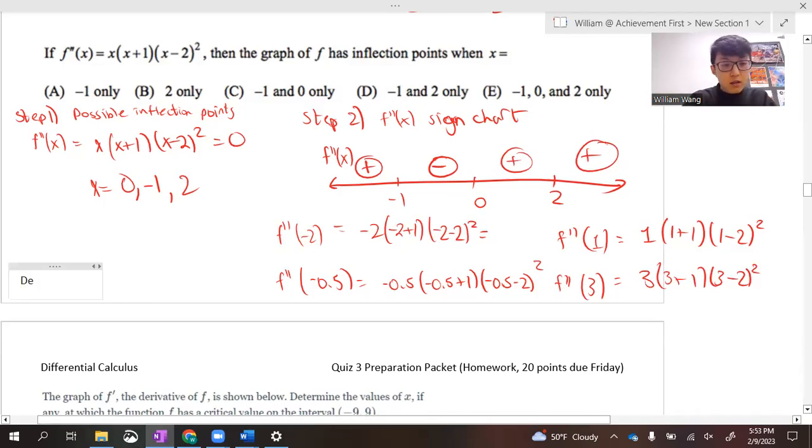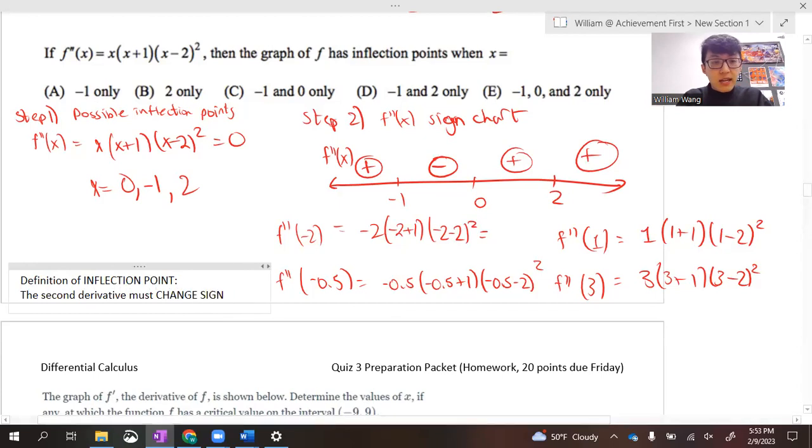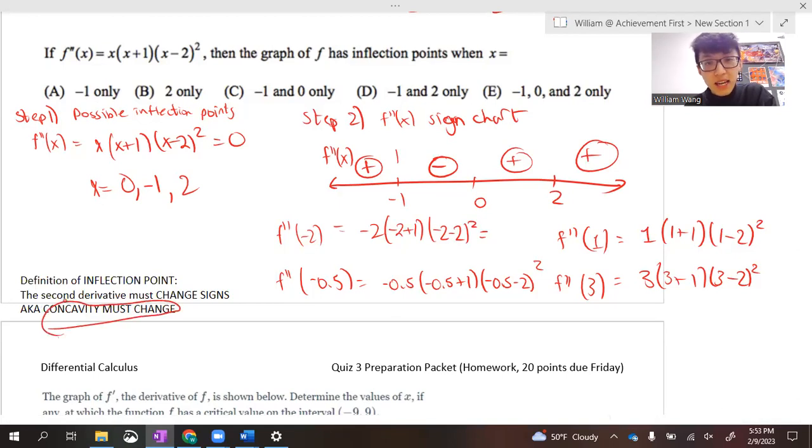I'm going to write this out right here. Definition of inflection point. Remember, the second derivative must change signs, aka the concavity must change. All right, so where does the second derivative actually change signs? Where does the concavity actually change? Well, it changes at -1. It also changes at 0, but it does not change at 2, right?